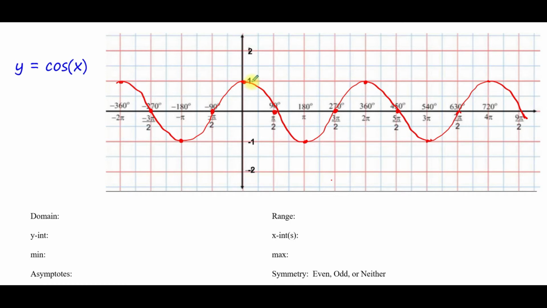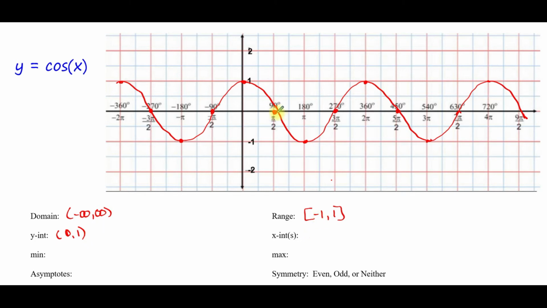My properties are very similar for cosine as they were for sine, so my domain's all real numbers. My range is -1 to +1. My y-intercept is different. This is the point 0, 1. The x-intercepts, again, are different.